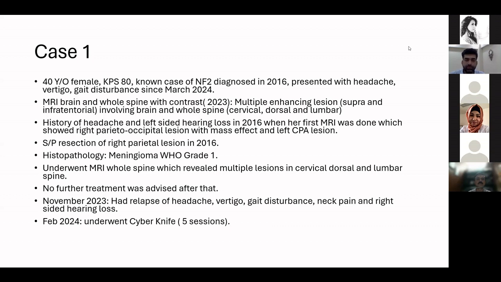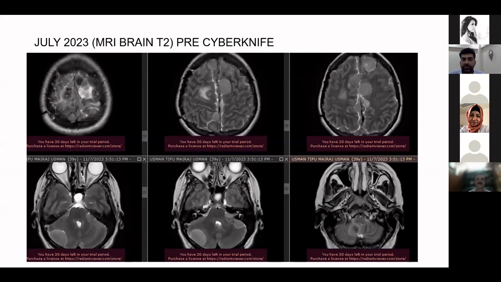Okay. So these are her MRI from July 2023, which are pre-cyberknife basically, which are showing multiple hyperdense lesions in the supratentorial region as well as the infratentorial. Doctor Shumaila, please, आप प्लीज थोड़ा सा हमें Yes, I agree. There are multiple focal abnormal signal intensity areas.